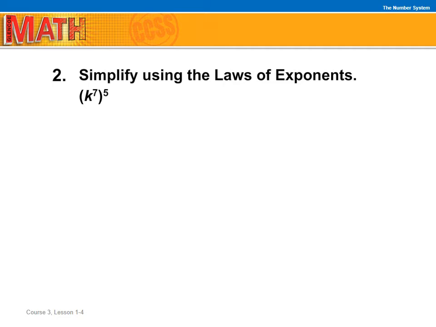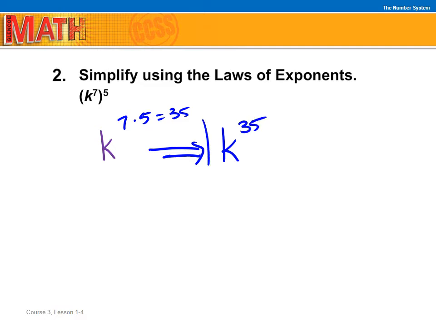Let's do the same thing for example 2, this time using variables. My base remains the same. I'm going to take my exponents and multiply them together. 7 times 5 is equal to 35. So my answer is k to the 35th power.